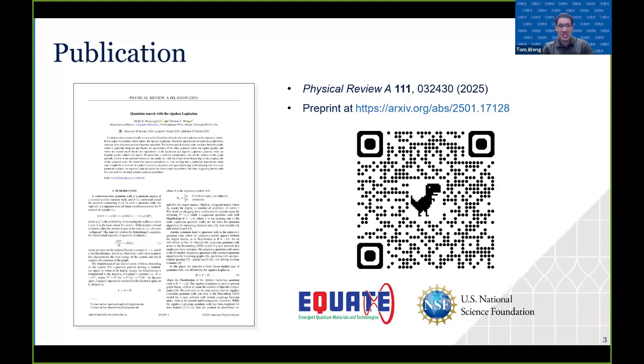This is supported by the National Science Foundation through the EQUATE collaboration, which is like a 20 PI giant collaboration in the state of Nebraska, where we are. So you'll be able to read lots more about what I'll be sharing today.